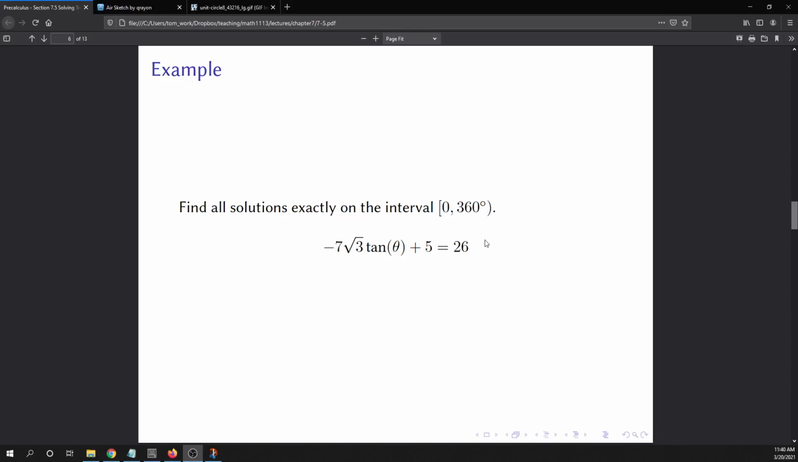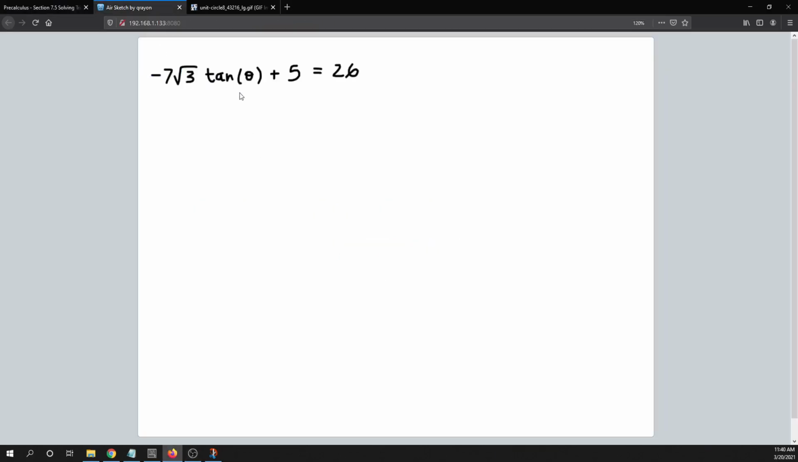All right, in this video, we are going to work through the following problem. It says find all solutions exactly on the interval from 0 to 360 degrees. The equation that we are solving is -7 square roots of 3 times tan theta plus 5 equals 26. On this type of equation, we want to use algebra to isolate the tan theta by itself on one side of the equation.